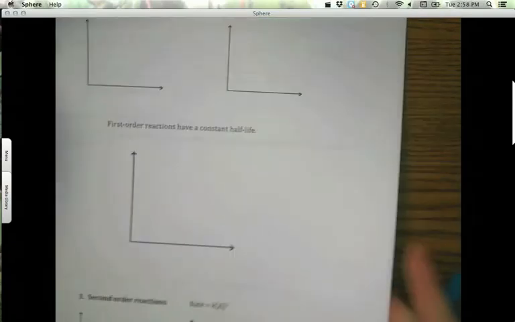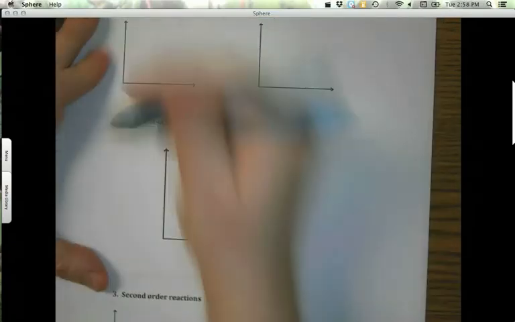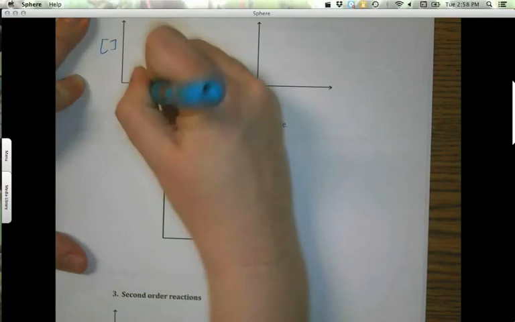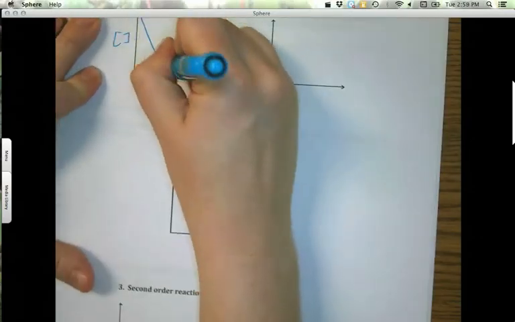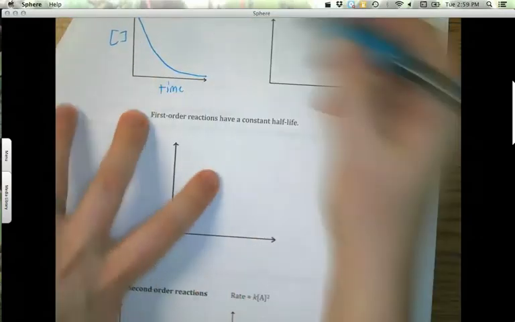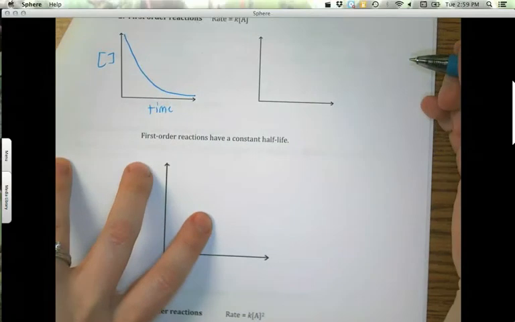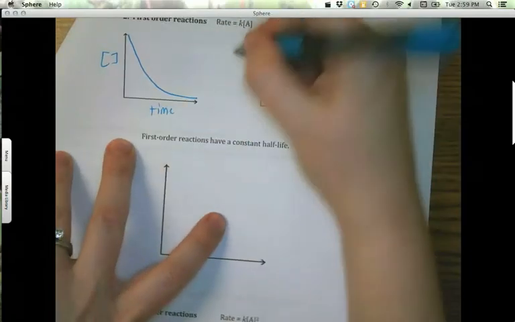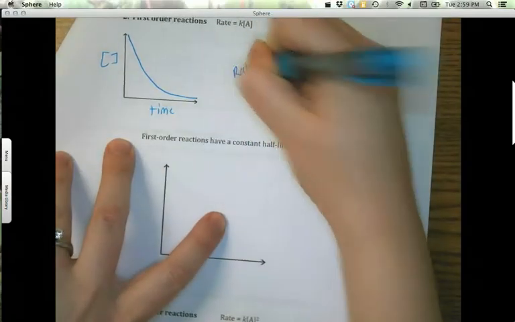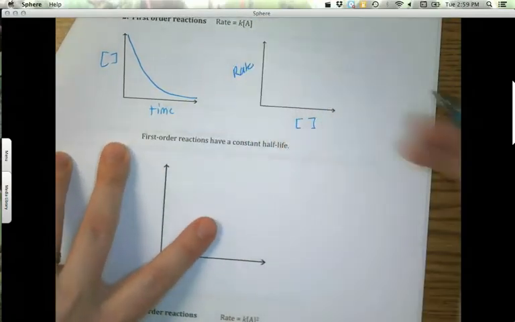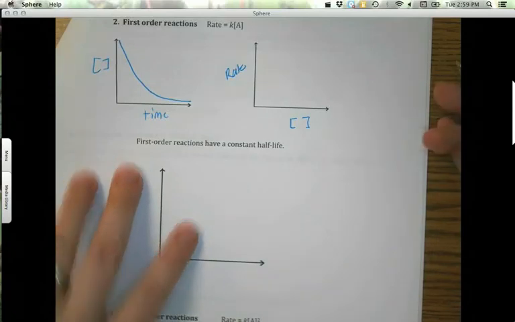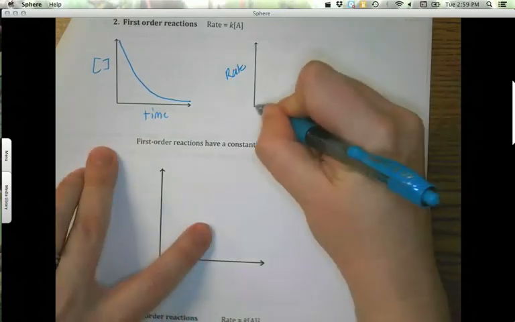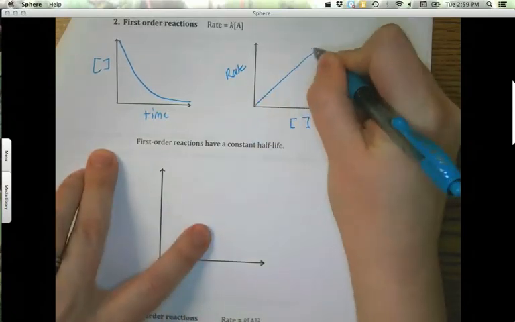Let's talk about 1st order reactions. So if we have concentration versus time, a 1st order reaction is going to look like this little slope. Pardon my artistic abilities. And rate versus concentration, well, doubling the concentration would double the rate. Tripling the concentration would triple the rate. So it's directly proportional. We'll get a nice straight line.